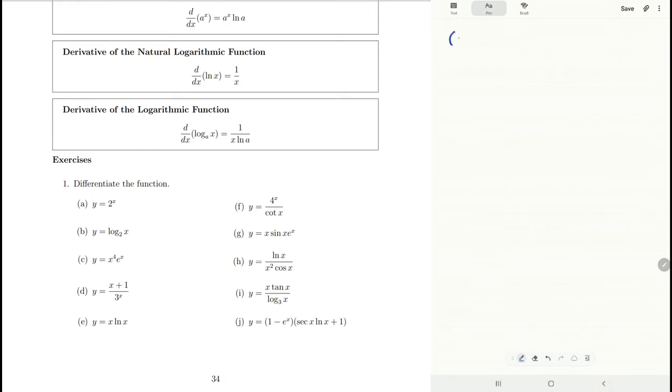In letter G, we have y equals x times the sine of x times e to the power of x. And so now in this case, what we have are three different functions. So we'll call this f, g, and h. And we have multiplication, and so we need to apply the product rule to three functions. Now the product rule for two functions was f prime times g plus f times g prime.